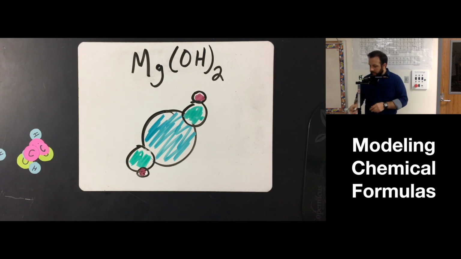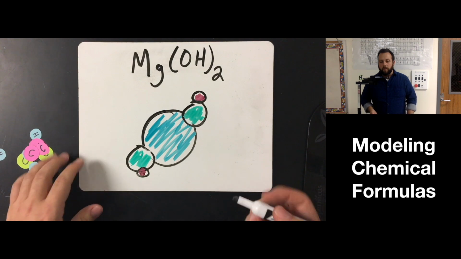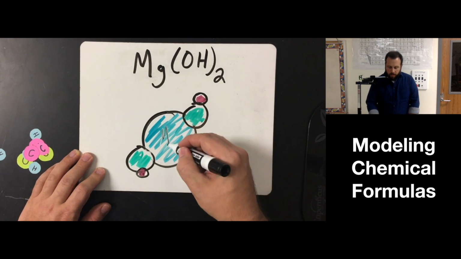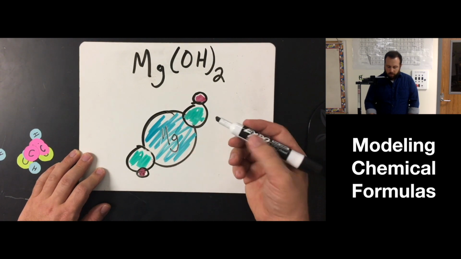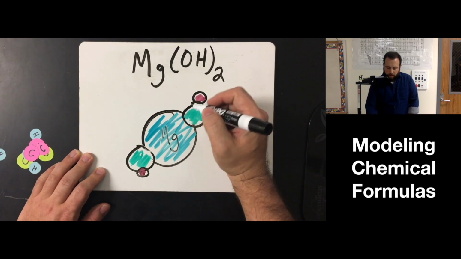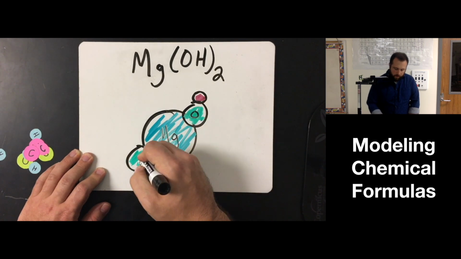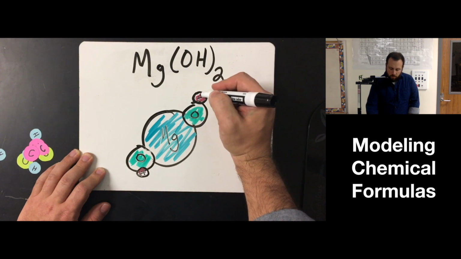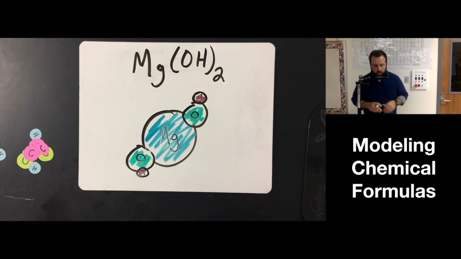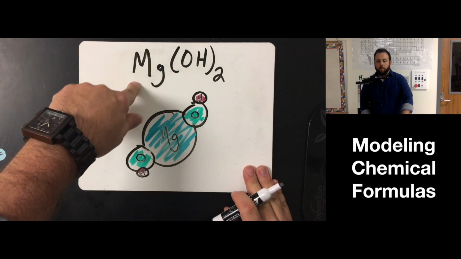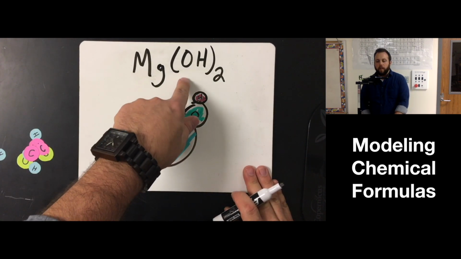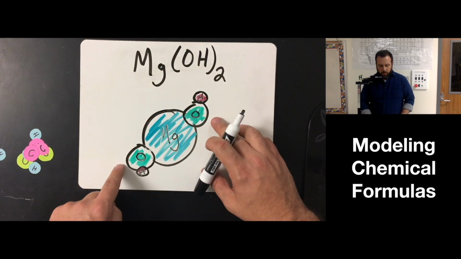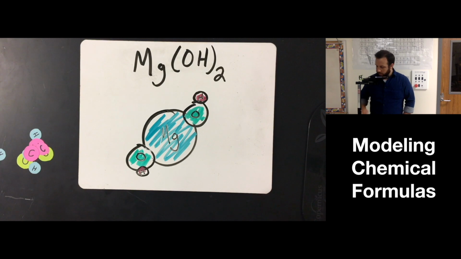When I do a model like this, I like to go through and write the chemical symbols on there so I can make sure that I've got everything. So we've got magnesium, we've got 2 oxygens, and 2 hydrogens. If we look back at our chemical formula, 1 magnesium, we've got oxygen here, it's multiplied by 2, so we've got 2, and then 2 hydrogens.